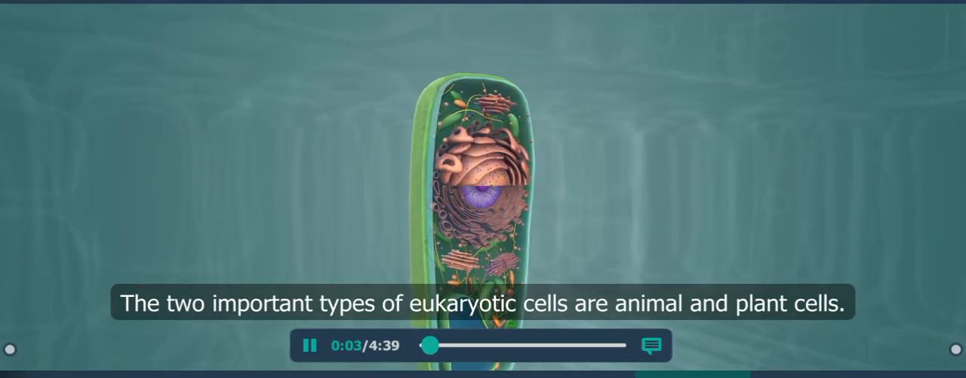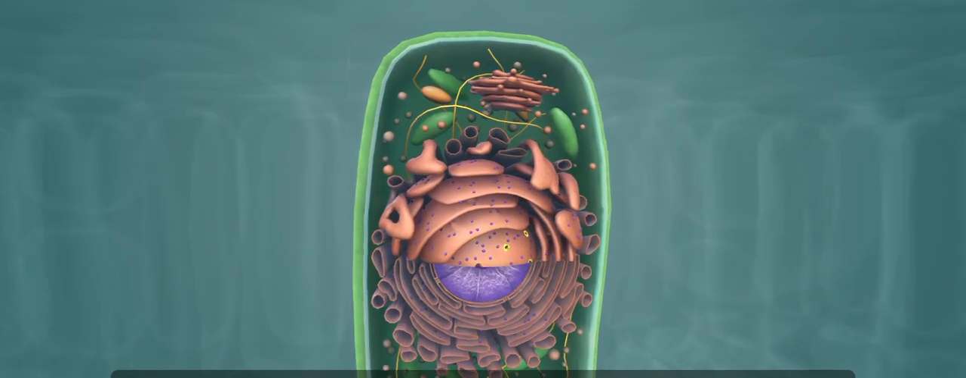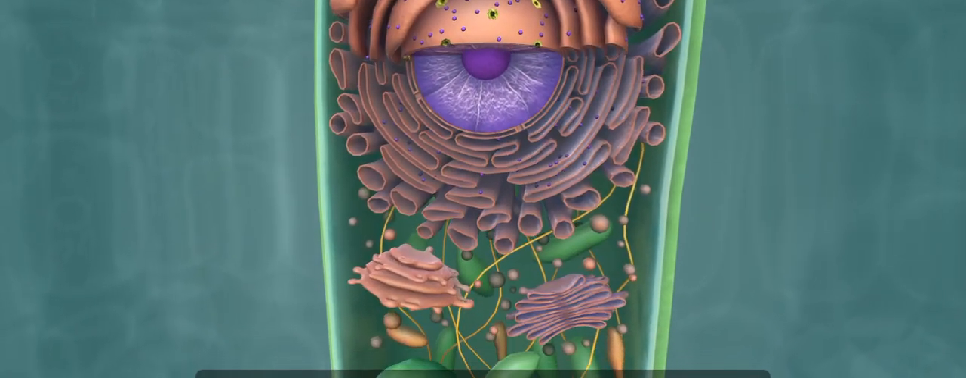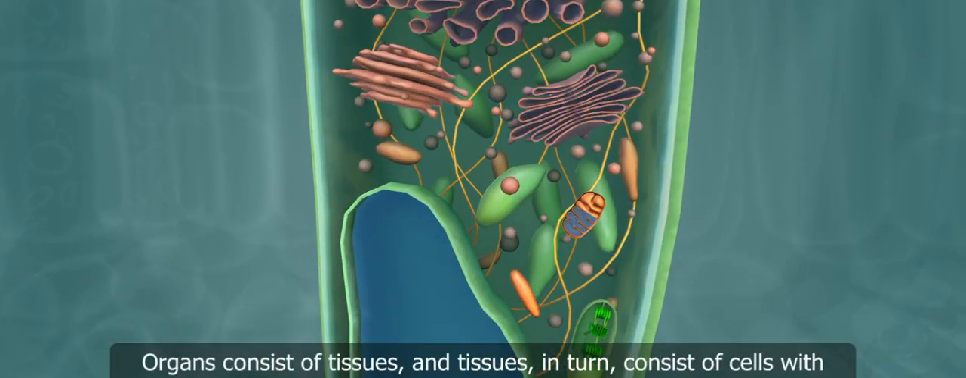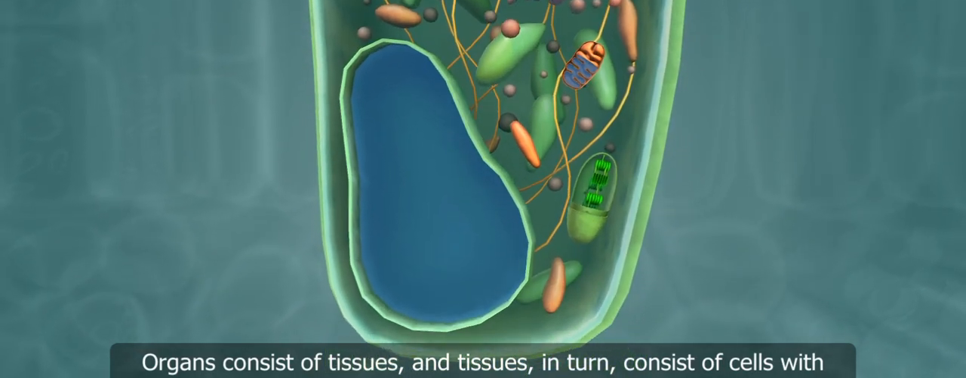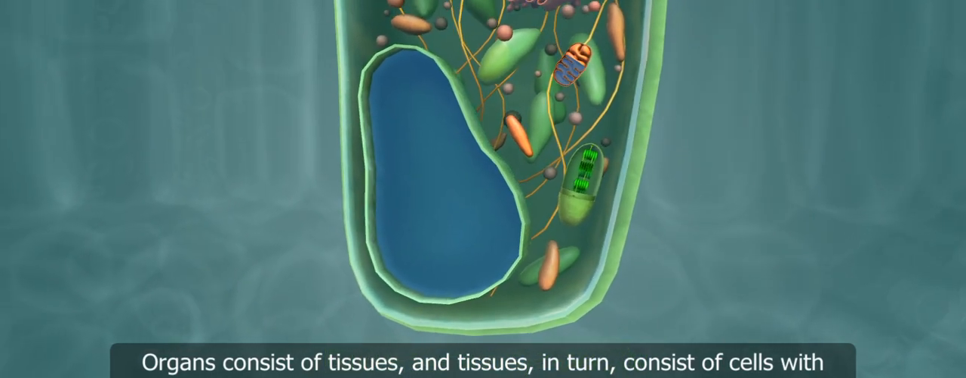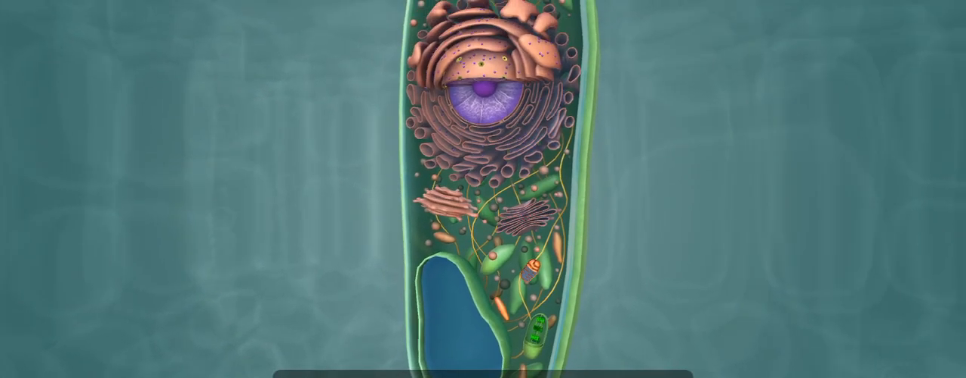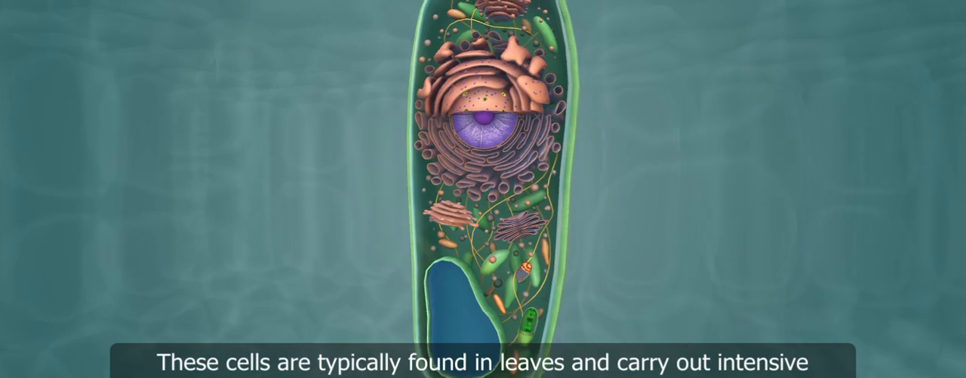Important types of eukaryotic cells are animal and plant cells. Vascular plants are built up of organs such as leaves. Organs consist of tissues, while tissues in turn consist of cells with similar structures and functions. This animation shows a mesophyll cell. These cells are typically found in leaves and carry out intensive photosynthesis.